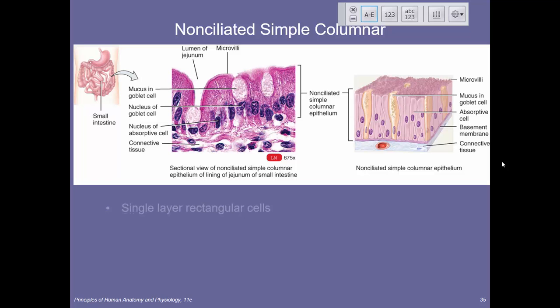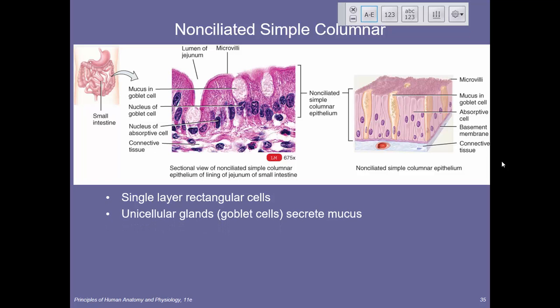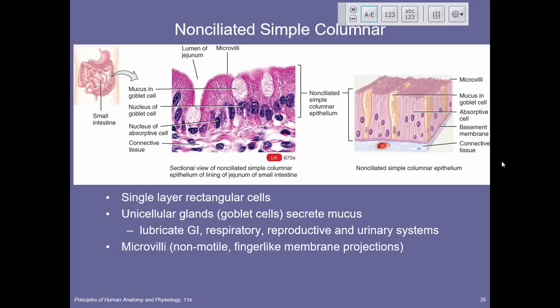All right. So a single layer of rectangular cells, unicellular glands that are called goblet cells. We're going to talk about unicellular. We already talked about this: lubricate, GI, respiratory, reproductive, urinary systems, microvilli, non-motile, finger-like membrane projections, right? So this is just a lot of repetitiveness. I built the repetitiveness into the structure of the lectures, so you can see it over and over again, because I think you need that.